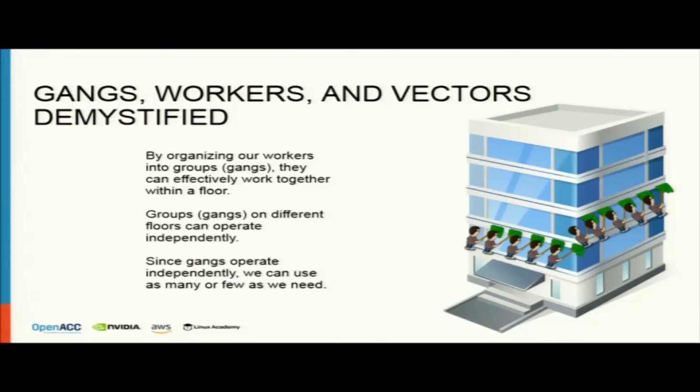So the differentiation is that workers who are in the same gang on the same floor may have to coordinate with each other, while gangs need not. The bottom line is that a set of workers together form a gang, and one gang is completely independent of the other gang. They cannot coordinate, they cannot synchronize, they cannot do anything. This is a restriction which has been put. For people who have already coded in CUDA, this is equivalent: one block cannot talk to the other block. So since gangs operate independently, we can have as many of them or as few of them as we like.